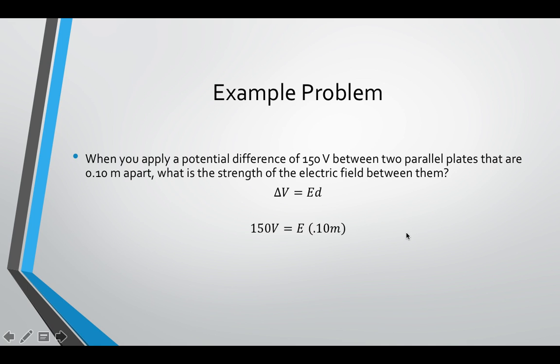The only thing we don't know in this equation is the strength of the electric field. That's pretty easy to solve for. You simply have to divide both sides by this 1/10 of a meter to move it from one side to the other. And when we do that, we get that the electric field between the two of them is equal to 1500 volts per meter. If you rearrange the units in all of this, that actually comes out to 1500 newtons per coulomb as well.